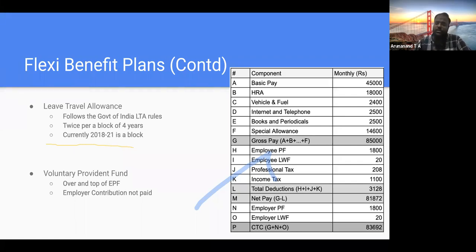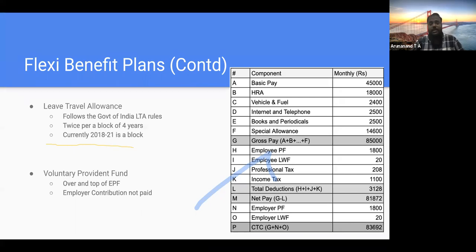If the bills are not submitted or the bills are fake, then the company will have to recalculate the income tax, because these components all have to go back to special allowance if the bills are not submitted. So this recalculation at the end of the financial year is a headache for the employer or the HR. That's why many companies don't give this flexi benefit plan to their employees.